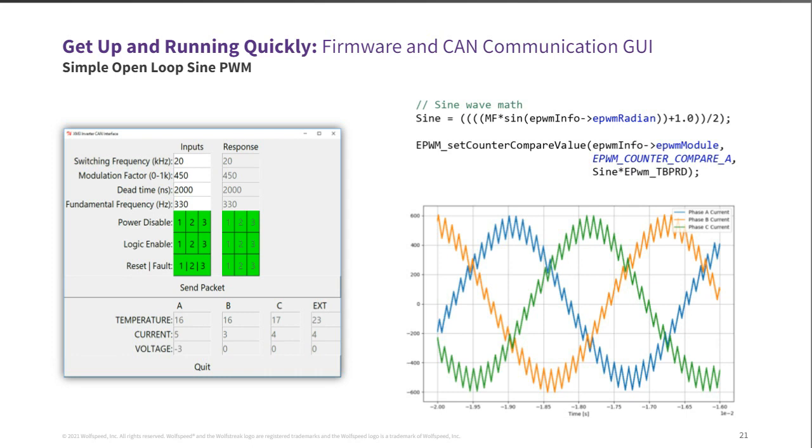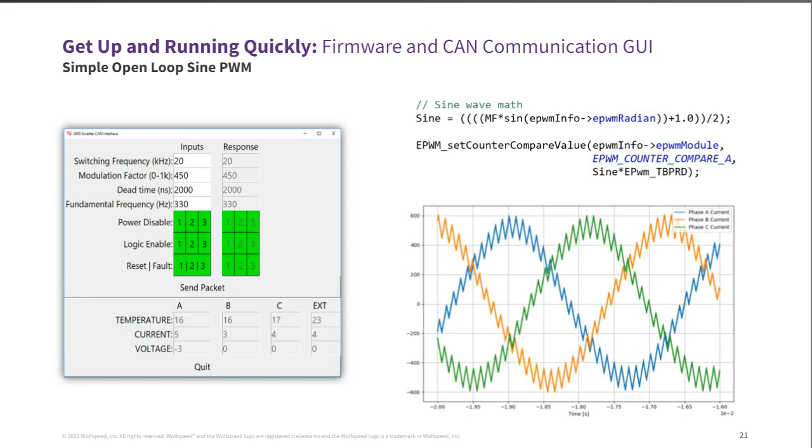And the CAN communication GUI, which is all detailed in the application note, how to download and install it and get it up and running. You can control the switching frequency, the modulation factor, and dead time, the fundamental frequency of the output, and also control the different power and logic disables, enables, and reset for the gate driver.